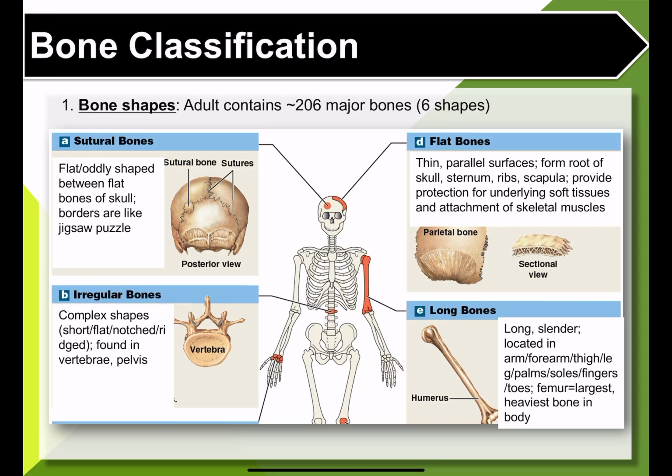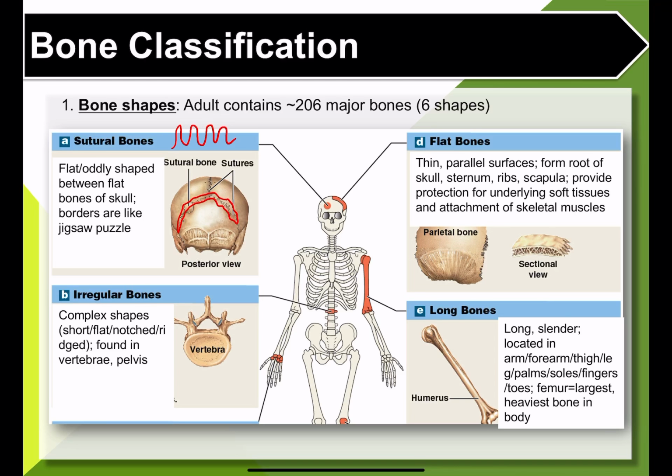Okay, other than their individual names, bones can be classified by 6 general shapes as well, and these are the 6 general shapes: sutural bones, flat bones, irregular bones, long bones, short bones, and sesamoid bones. Sutural bones are those that are oddly shaped and kind of fit together like a jigsaw puzzle. It's like the different cranium bones, parietal bones, occipital bones, how they fit together is because of the existence of these different sutures, sutural bones within that area.